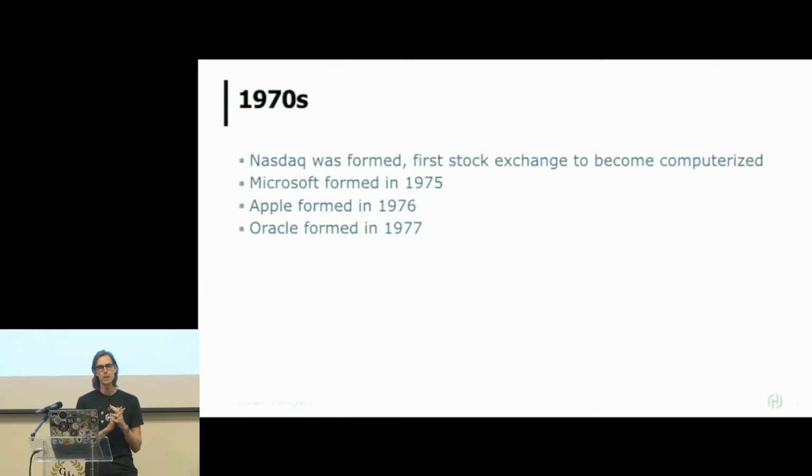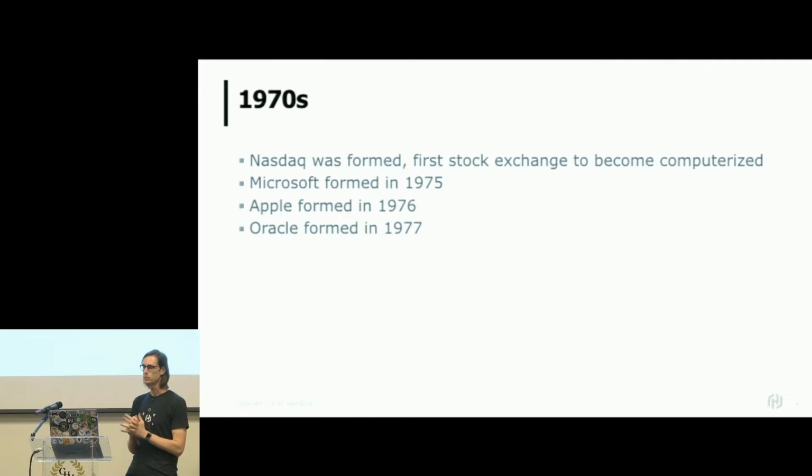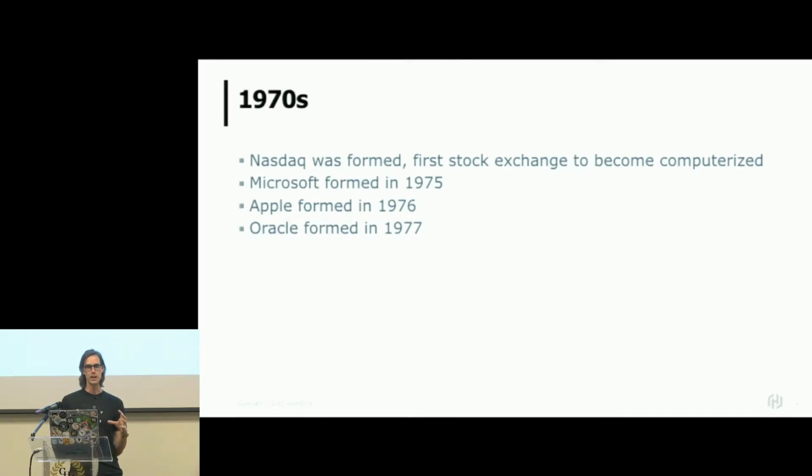But in 1975 in Albuquerque in New Mexico, a little company called Microsoft was born. And Microsoft's first product was BASIC, which was written by Bill Gates, and it was designed for the Altair computer system.